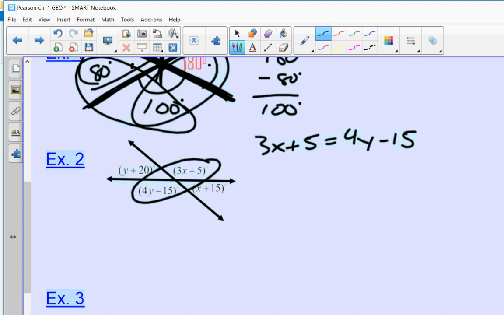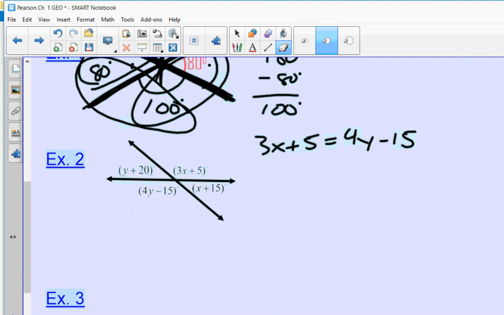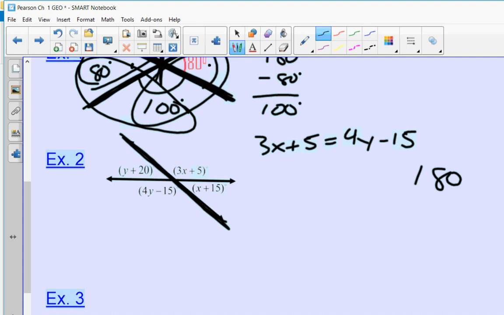I can't. So if we go back to some other rules, I used the vertical angle rule, and that's not going to help me here either. These two angles right here are equal, but if I set them equal, I get different variables and I can't do it. But the other rule that goes with this is I've got a straight line right here, and I know that a straight line equals 180 degrees. Let me get rid of this.